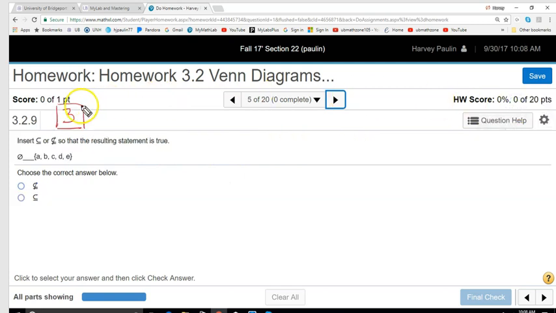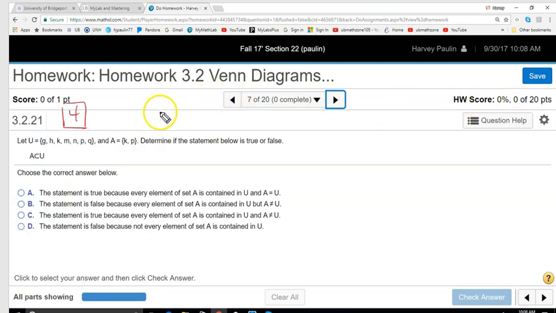Now, looking at number 3, again, you're copying this down. What symbol are you going to put here? This is an empty set, is a subset of this. Is it this symbol or this symbol? Well, we said that an empty set is a subset of every set. So this would be the answer. All right, let's go on.